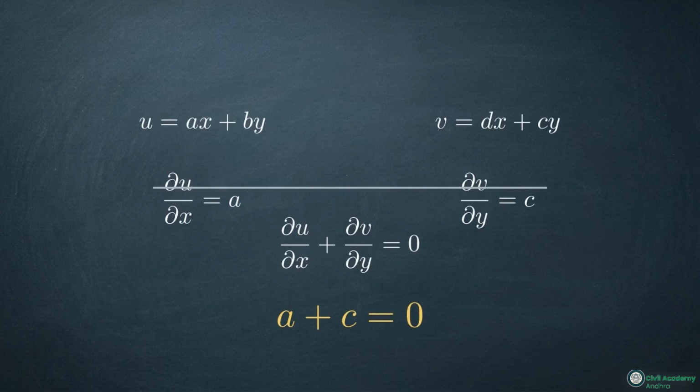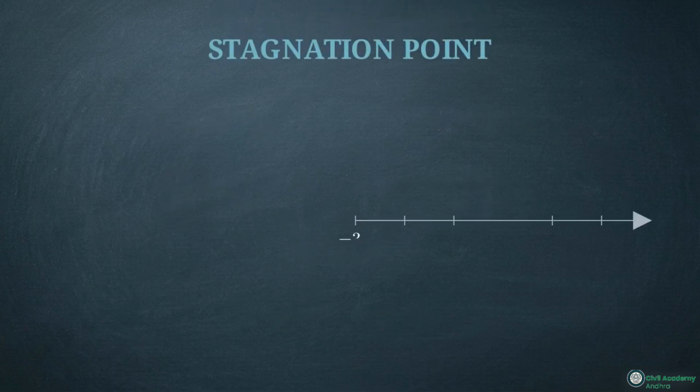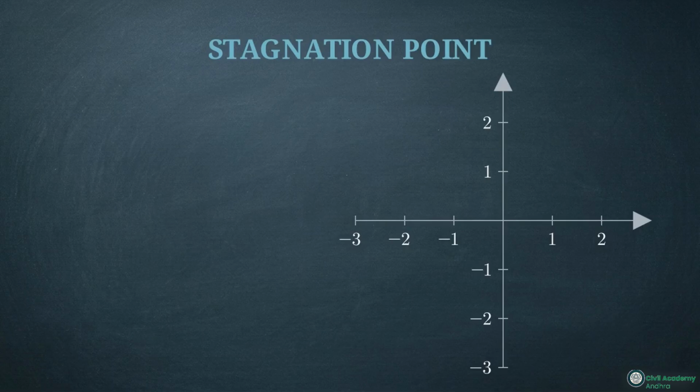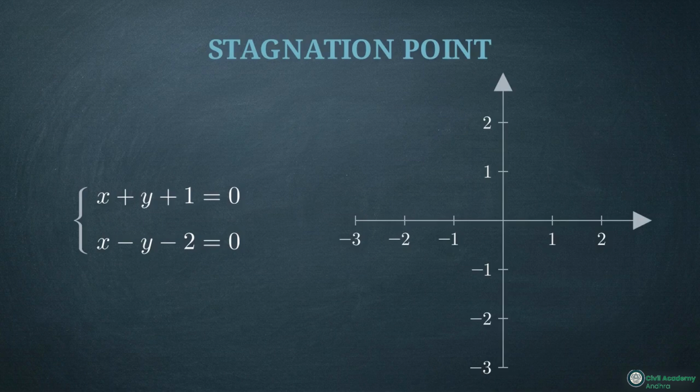Once you confirm a flow exists, you might be asked to find its stagnation point, the exact coordinate where the fluid comes to a complete rest. To find it, simply set both vector equations to 0. If x plus y plus 1 equals 0, and x minus y minus 2 equals 0, solving the system reveals a stagnation point at the coordinates of 0.5 and negative 1.5.